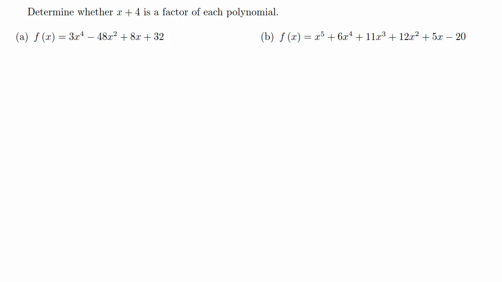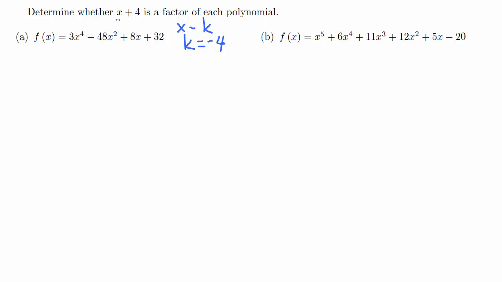Hello. In this example, we're going to determine whether x plus 4 is a factor of each of these polynomials. Now, notice that this time we're looking at x minus 4, but if we're looking at the value of x minus k, notice x plus 4 means that k would be a negative 4, because plugging this in would mean x minus a negative 4, but two negatives make a positive, which would give me x plus 4.